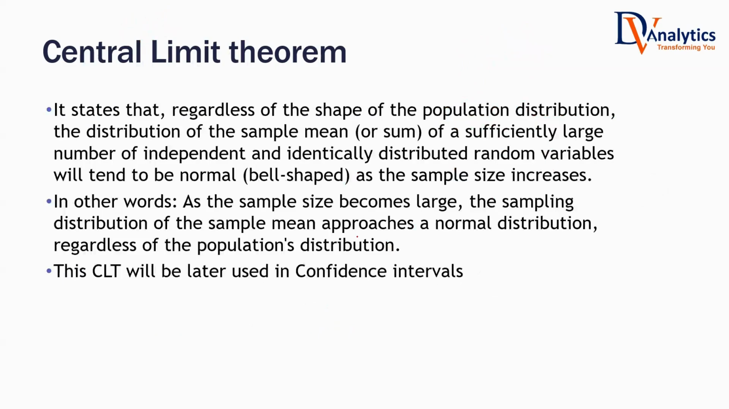Once again, what the central limit theorem says is that regardless of the shape of the population distribution, whatever the shape is, the distribution of the sample mean for a sufficiently large number of independent identically distributed random variables will tend to be normal or bell shaped. In other words, as the sample size becomes large, the sampling distribution of a sample mean approaches a normal distribution.